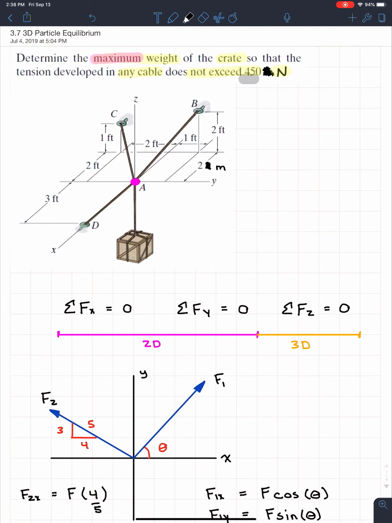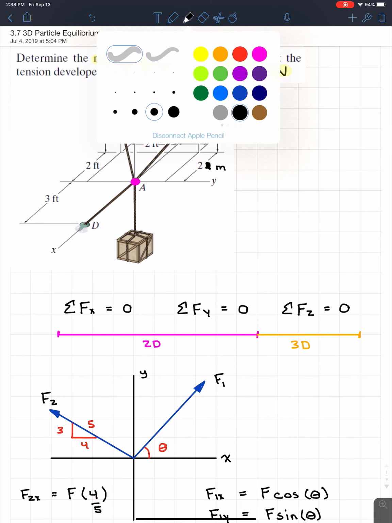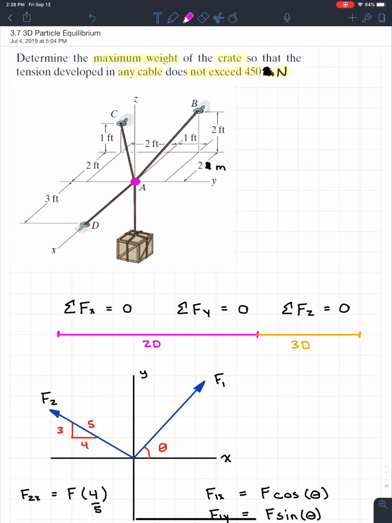Oops. I'm going to go back. Whoa, this one's a weird color. When one of those forces hits 450 newtons, so one of those cables, it's going to break. It's going to break. So we know that we're going to have to find the solution to this equation where one of the forces is equal to 450 and everything else has to be below.